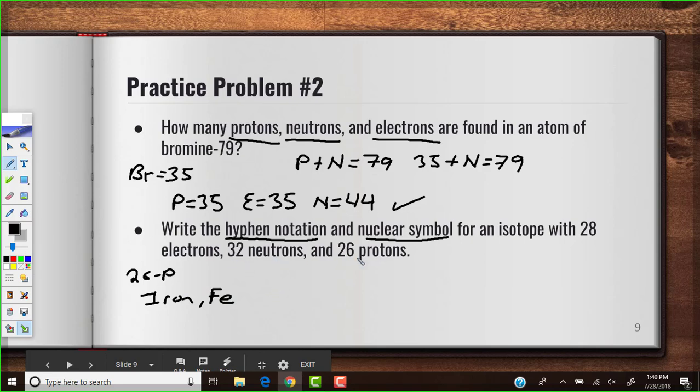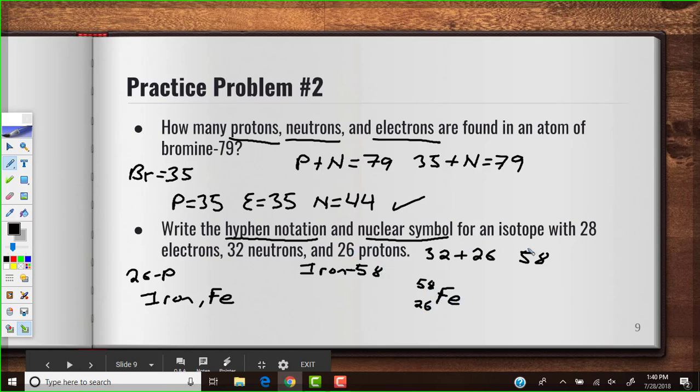I have 32 neutrons and 26 protons. Well, remember the mass number is 32 plus 26. Okay. So that's going to tell us that we have a mass number of 58. So we can write the hyphen notation as iron-58. Okay. The nuclear symbol notation will be Fe. The mass number goes up here. You can write the atomic number down here at the bottom for 26, again, just like what we showed before.